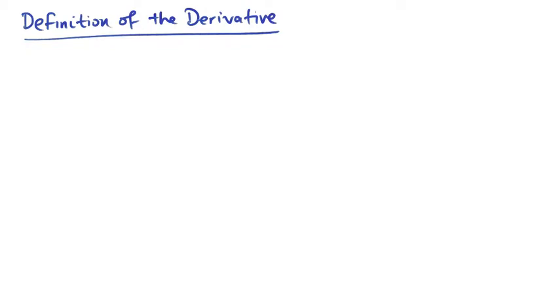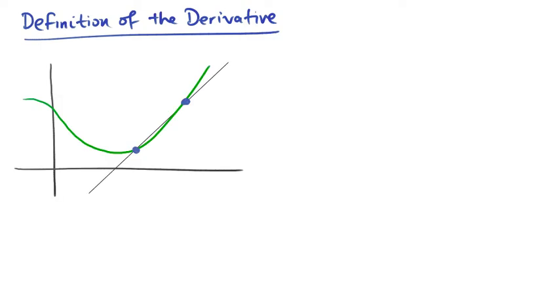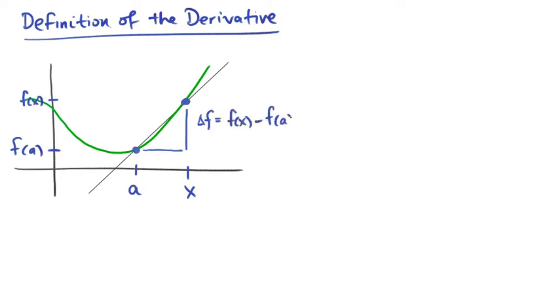Okay, to do the definition of the derivative, let's first recall the slopes of secant and tangent lines. So here's a secant line and some corresponding points. And what we're interested in is the slope. And the slope is the change in the y direction, in this case the change in the function, so the difference between f of x and f of a, compared to the change in the x direction, and in this case that's the difference between x and a.